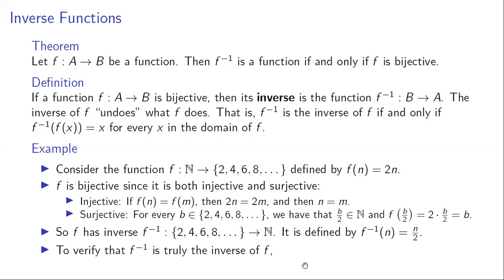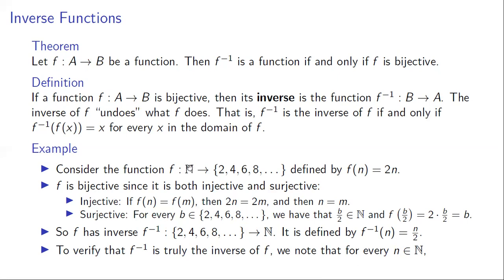Now, let's verify that this function that I gave you here is truly the inverse of f. So how do we verify this? Well, we use what we said in the definition, that f inverse is the inverse of f if and only if f inverse of f of x is equal to x for every x in the domain. So what we want to know is, is it true that f inverse of f of x is equal to x? So let's verify that. We note that for every n in the set of natural numbers, right?